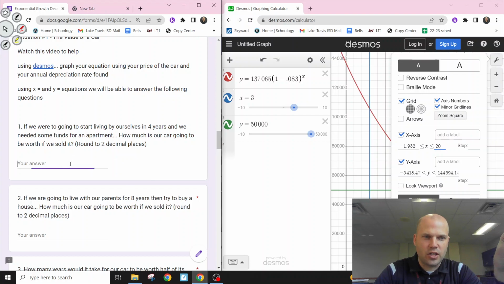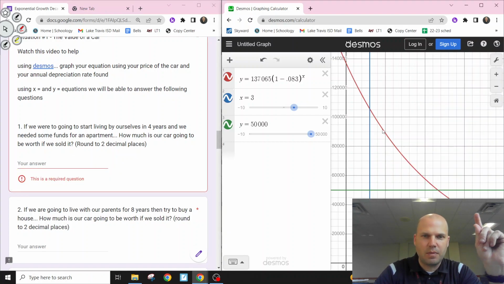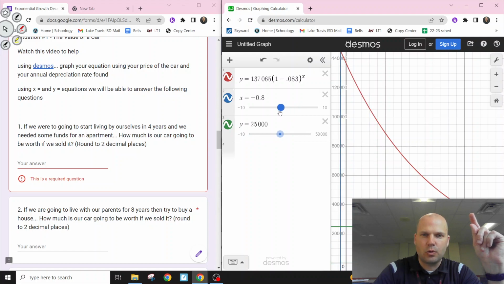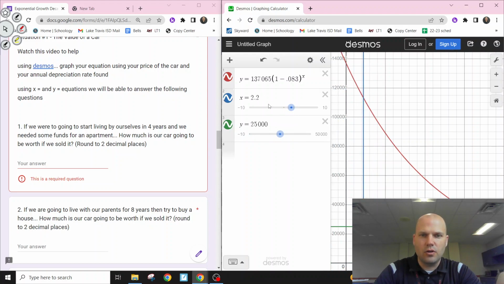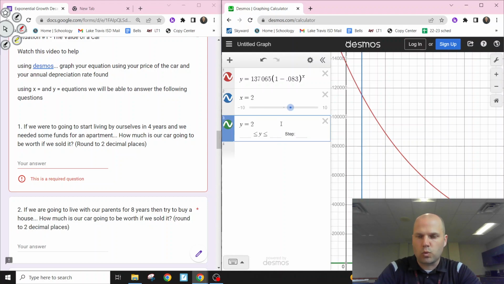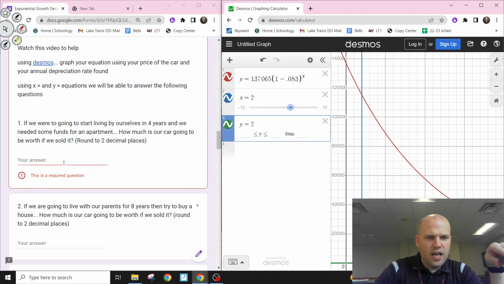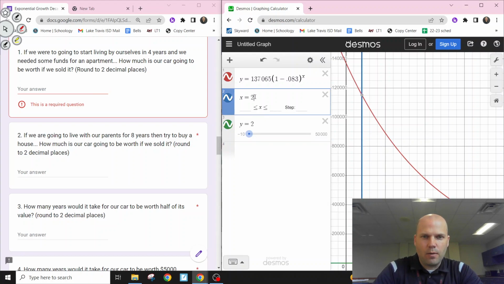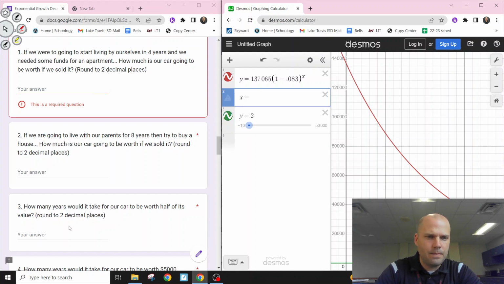You're going to type in that answer, rounded to 2 decimal places. This is not an approximation; I need the exact answer. So maybe you need to put 2 in for y, or maybe you need to put 2 in for x. Figure out which one to do. If it's going to be 8 years, which one do you want? Which intersection do you want: the intersection for 2 for x or the intersection for 2 for y?